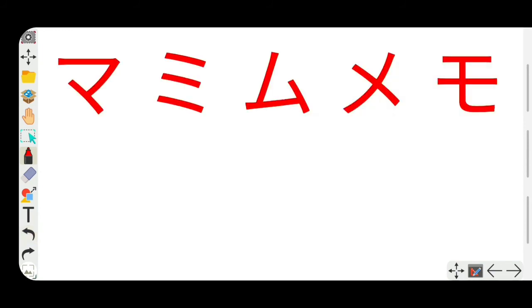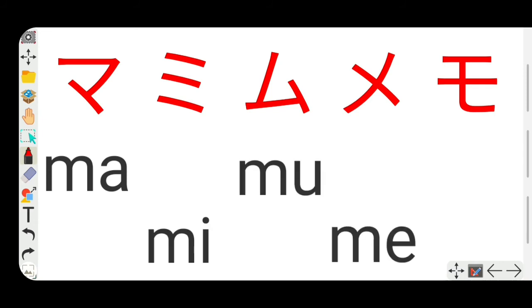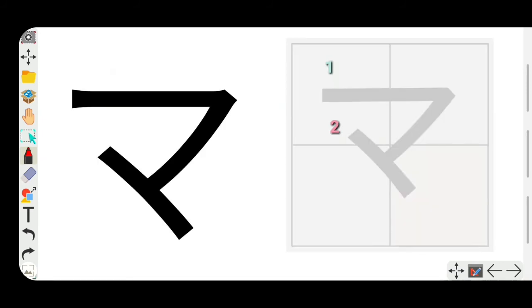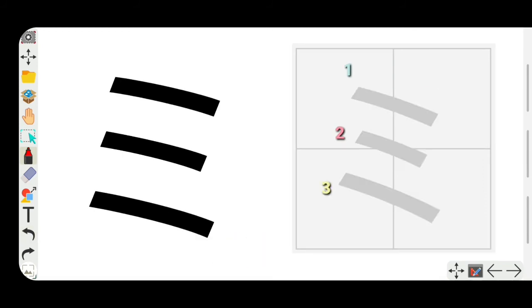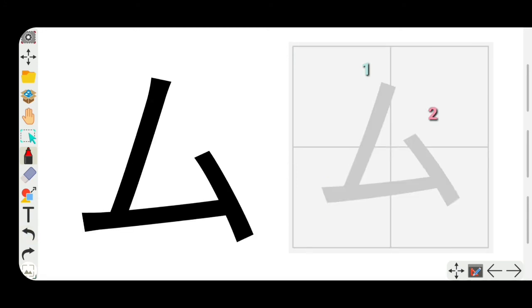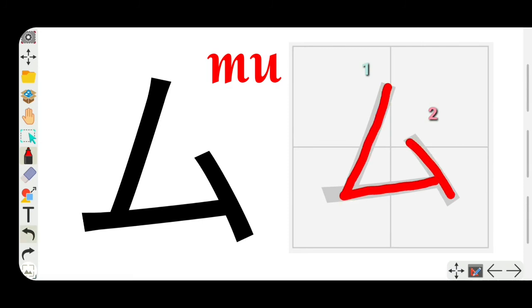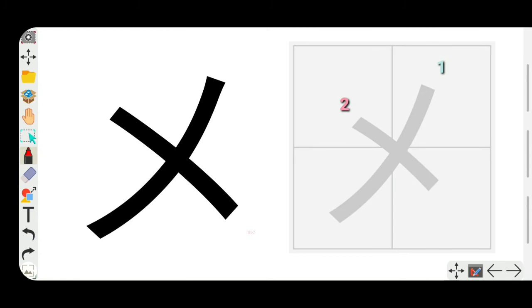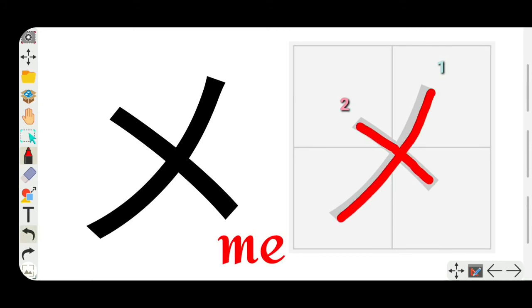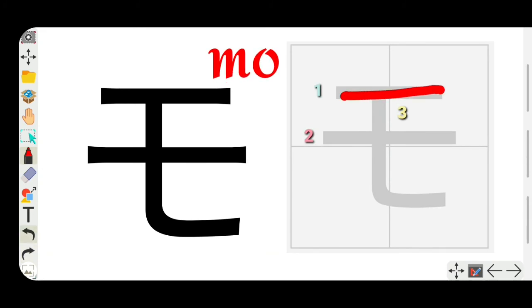Next batch, we have ma, mi, mu, me, mo. So, ma, 1, 2. Mi, 3 lines, pababa. 1, 2, 3. Mu, 2 lines. 1, 2. Me, 1, 2. So, next is mo. 1, 2, 3.